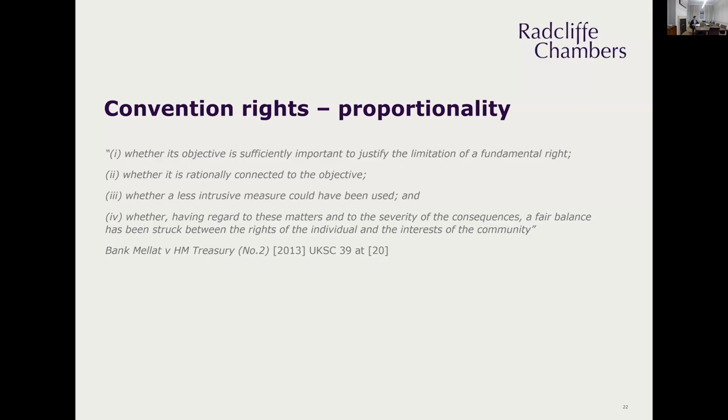So the way that the court assesses whether an interference with the convention right is justified is by applying the test of proportionality. And an authoritative statement of that test is set out in the Supreme Court's judgment in Bank Mellat. There are four stages. First, whether the objective of the interference, here the injunction, is sufficiently important to justify the limitation of the right. Second, whether it's rationally connected to the objective. Third, whether a less intrusive measure could have been used. And fourth, whether a fair balance has been struck.